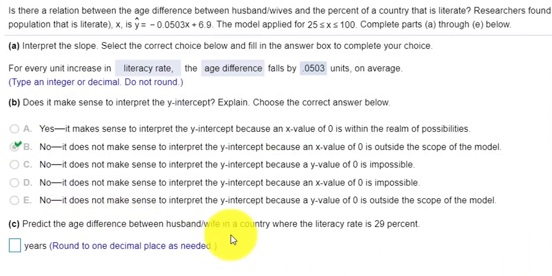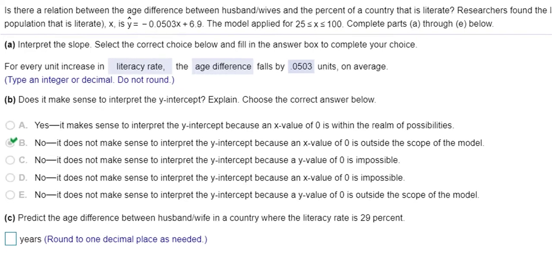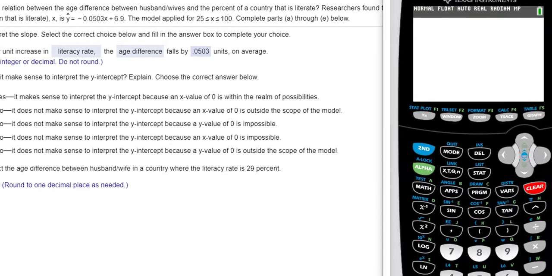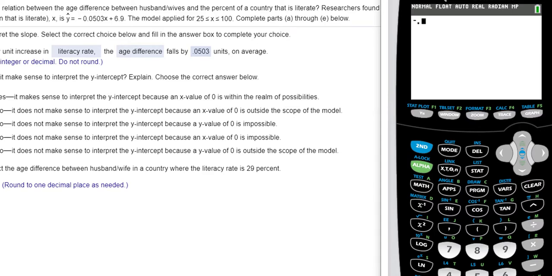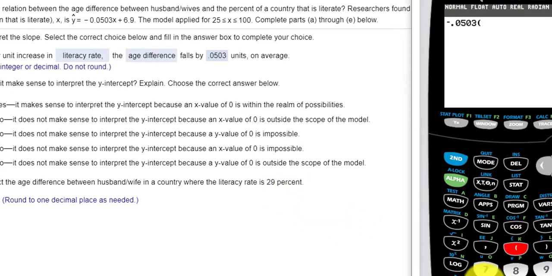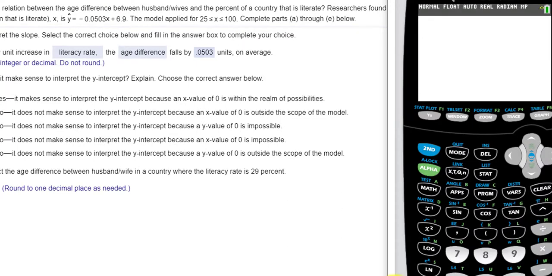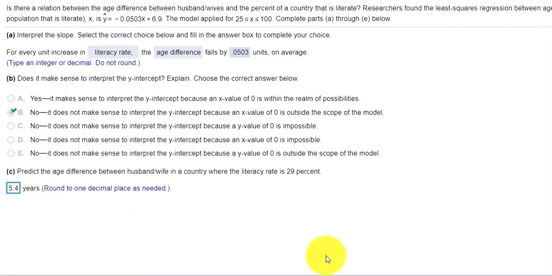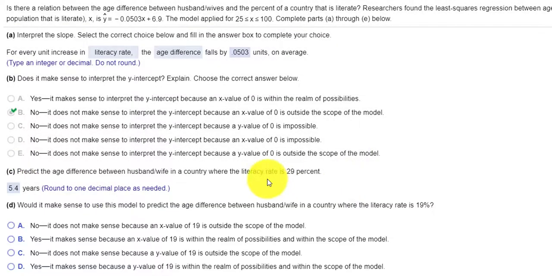Next, it says predicted age difference if the literacy rate is 29. So I'm going to insert 29 into X, and let's type this equation just as we see it: negative 0.0503, and I put in 29% for the literacy rate, plus 6.9. So really, I'm just using this equation, but I'm subbing in 29 for X. I press enter, and we round to one decimal place, so I get 5.4. I check answer, looking good.